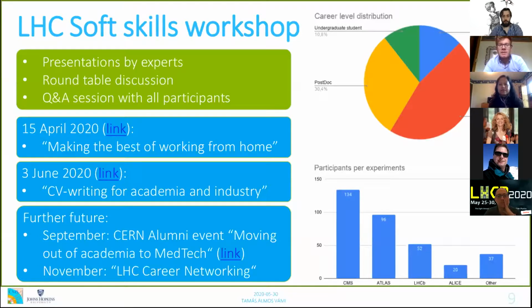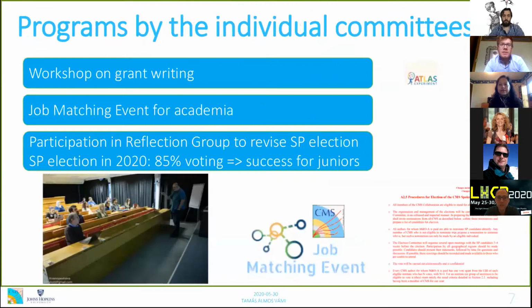And regarding the seniors, it's very nice that we can have all these events, like lunch with the professors and so on. In CMS we had this event with job matching. That was our first try. It was also very successful. Maybe that's something which could be improved in the future, if we had more participants from the seniors.